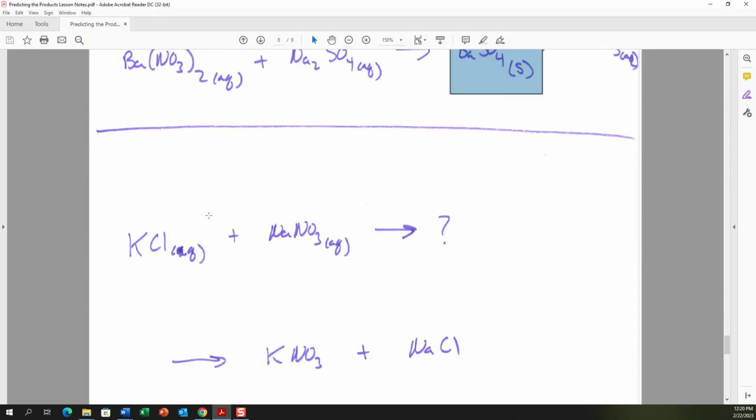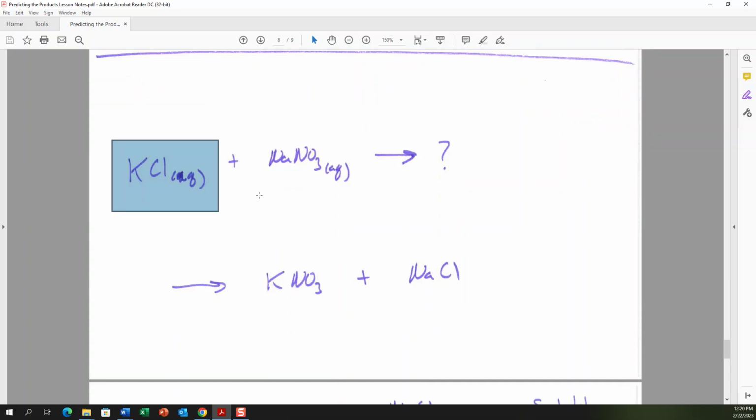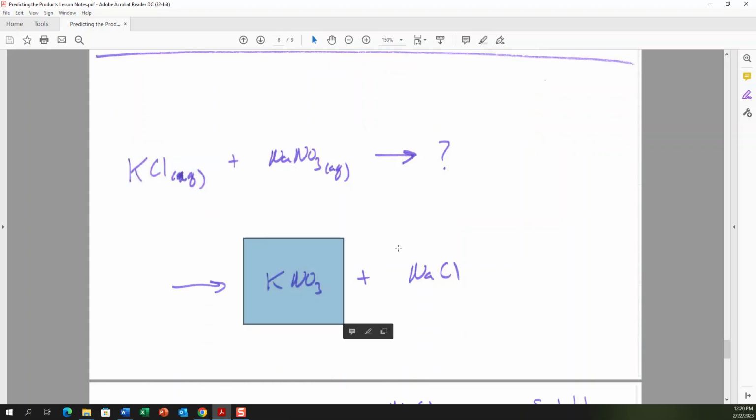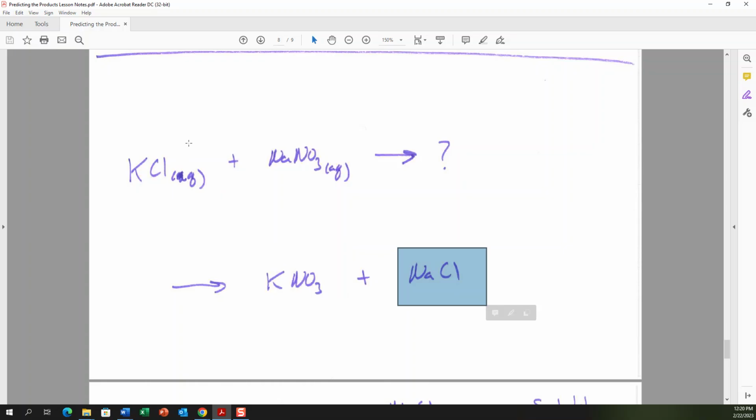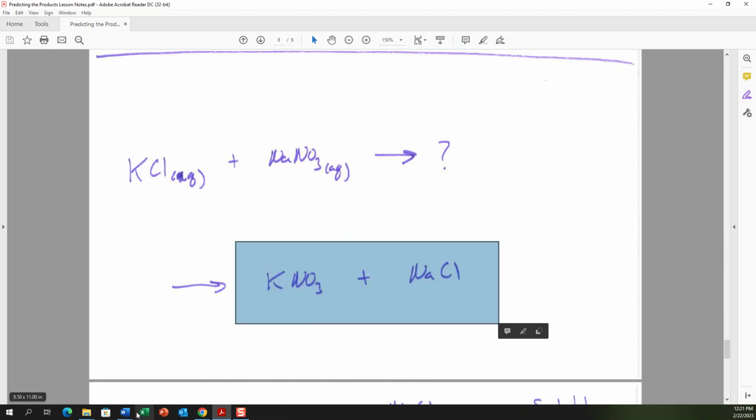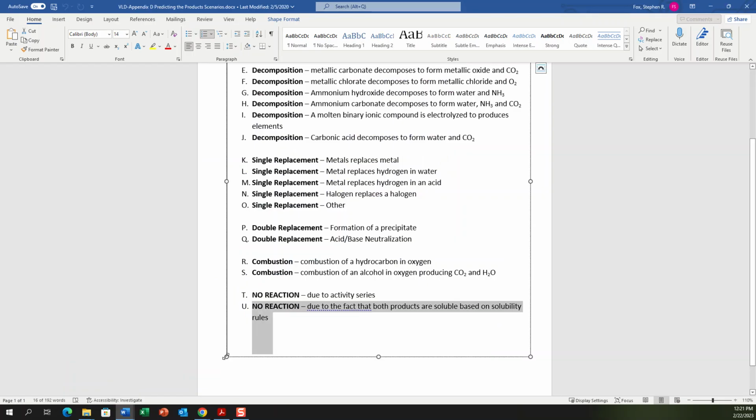So let's look at this one. So we've got potassium chloride and sodium nitrate. So we're thinking double replacement reaction. We'd end up with potassium paired up with nitrate and sodium paired up with chloride. Everything's a +1, -1 charge here, so everything's going to be a 1-to-1 ratio. Everything's going to be balanced with a coefficient of 1. But the question is, is that soluble or insoluble? Or is that soluble or insoluble? Or if they're both soluble, then it's going to be scenario U, and we don't get a precipitate, okay?